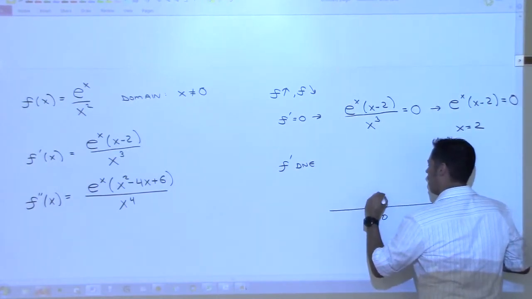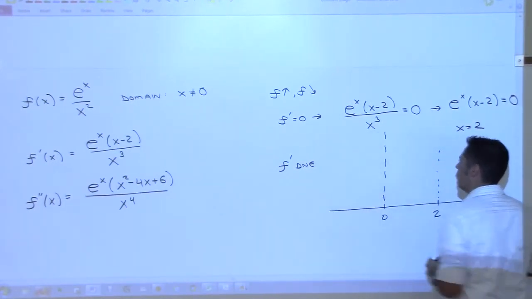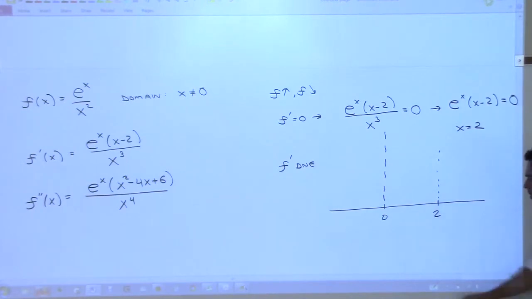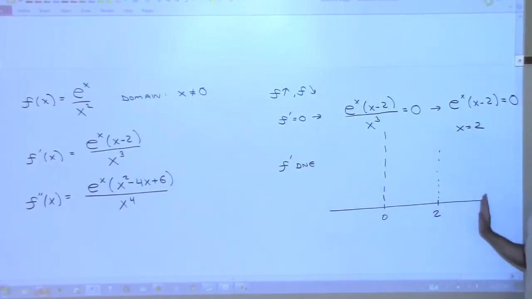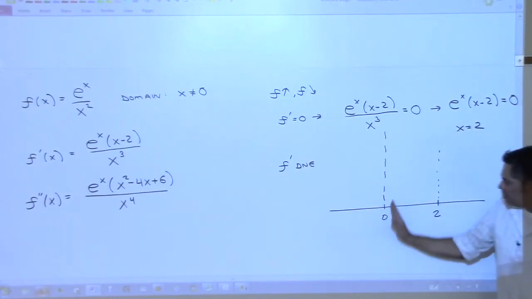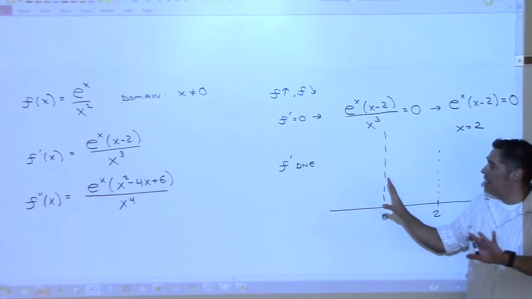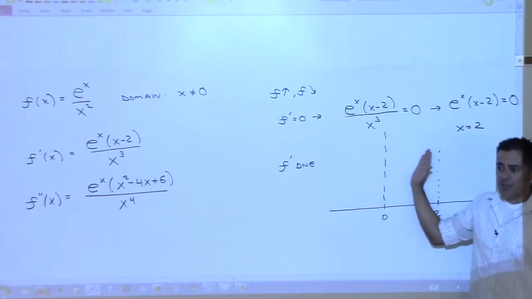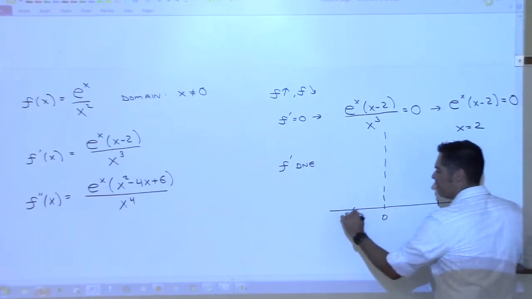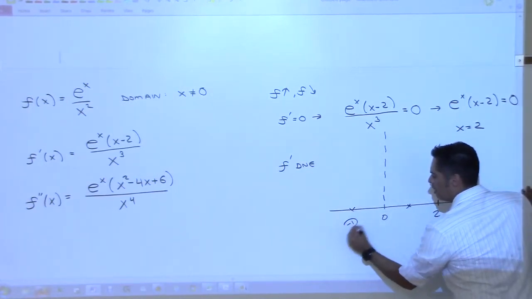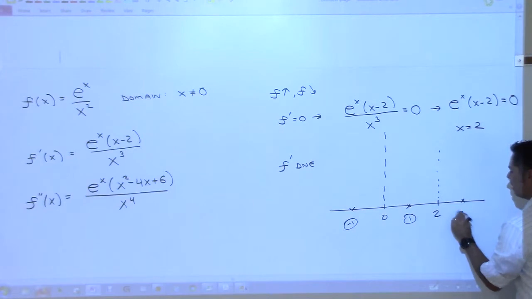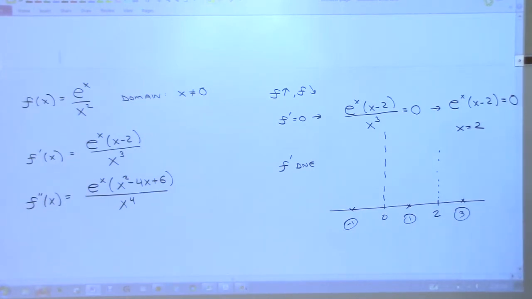I'm going to do this in a different color. Looks the same, I know, but that's purple. Okay, there's something happening over here, something here and something here. We're going to have to check each region. Because this is splitting up my domain, I need to check both sides of it. So I'm going to check here, here, and here. And those test points are -1, 1, and 3, let's say. And those go into what?